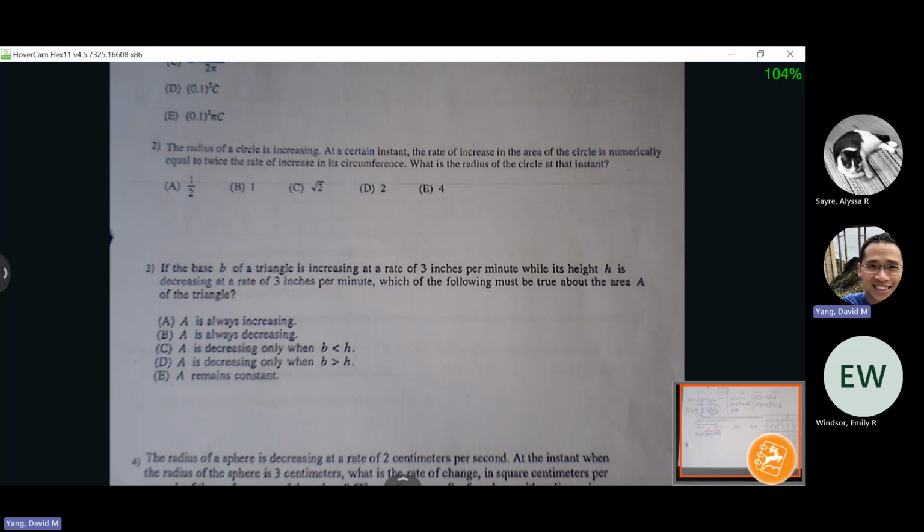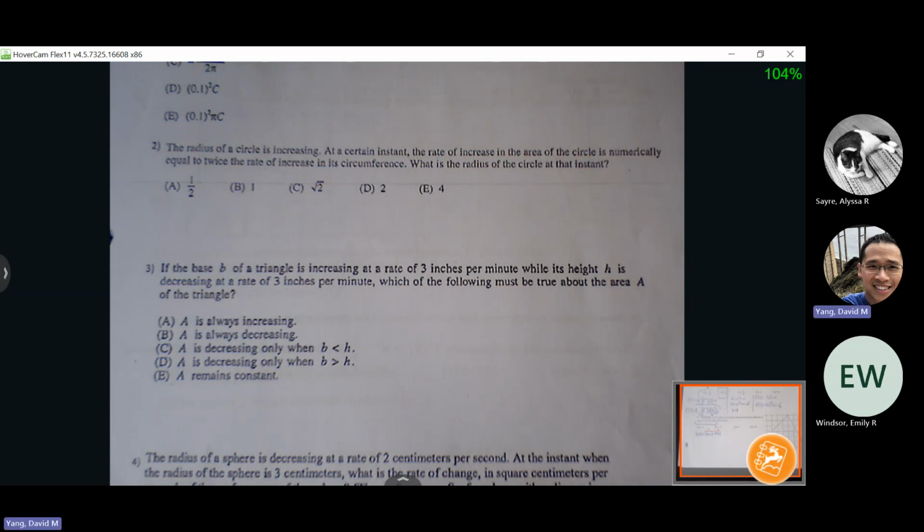I can clean this up here, make it 3/2 H minus 3/2 B. This is as far as we can go. And now, based off of this, we're asking which must be true.